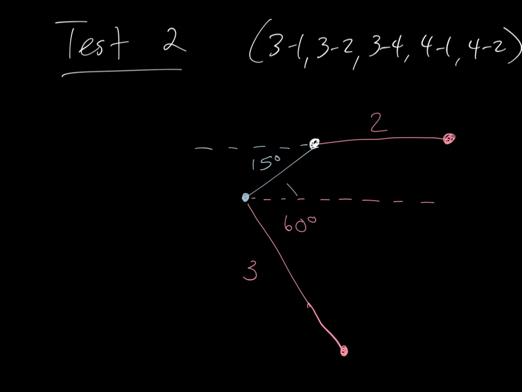So again, the numbers 1, 2, and 3 are not the segments in order. It's the length. So this is 2 miles. This is 1 mile and 3 miles.